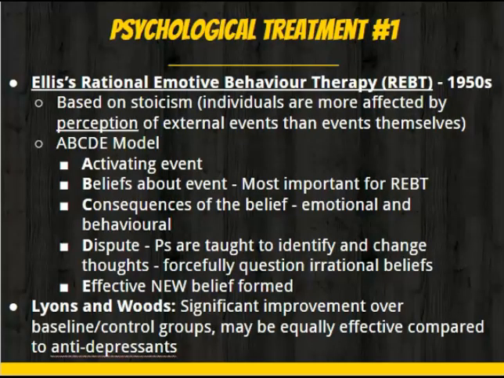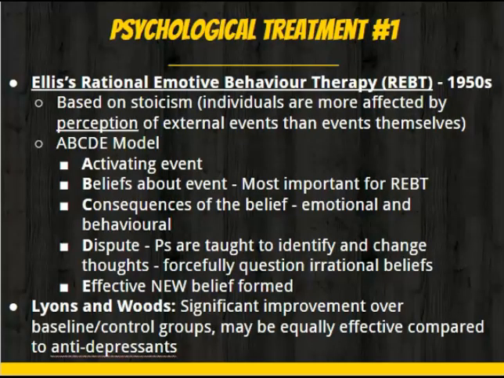So the treatment in REBT starts with D, with disputing. Your therapist is going to teach you to forcefully question or dispute those irrational beliefs. You're going to change your thoughts because, again, it's your maladaptive beliefs and thoughts about the event that are causing the problem. So once you learn to dispute those ineffective or harmful or irrational beliefs, you're going to feel the effects of a new belief. You're going to have an effective new belief that's formed that is going to change and help to address those symptoms.